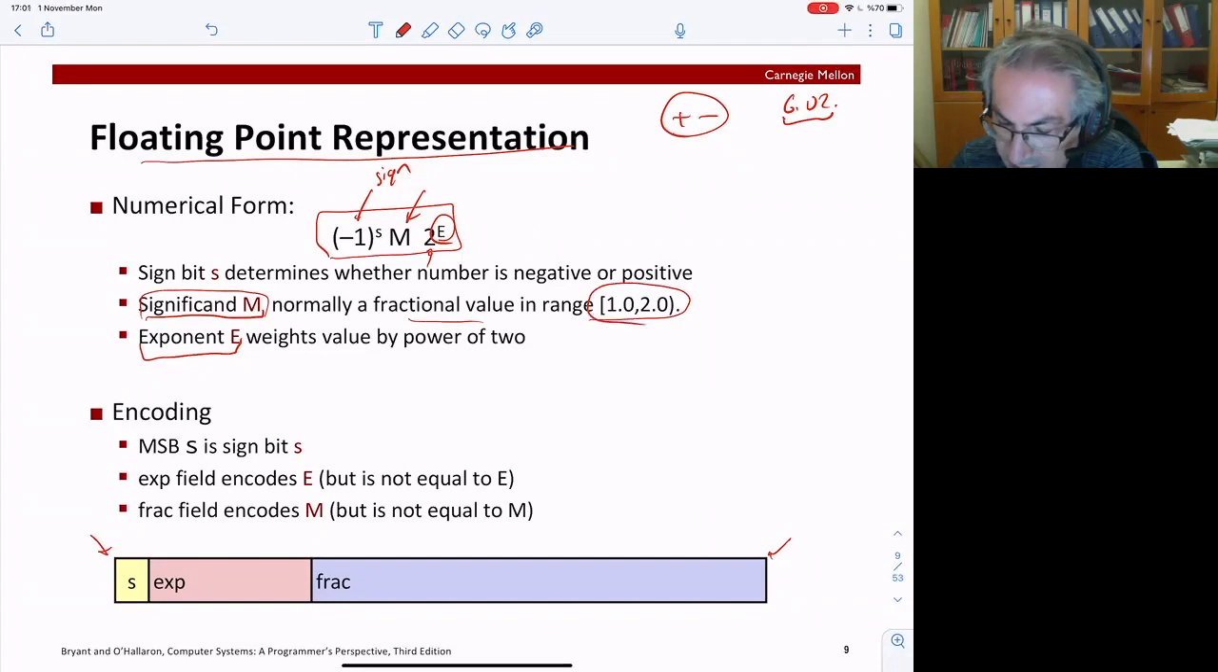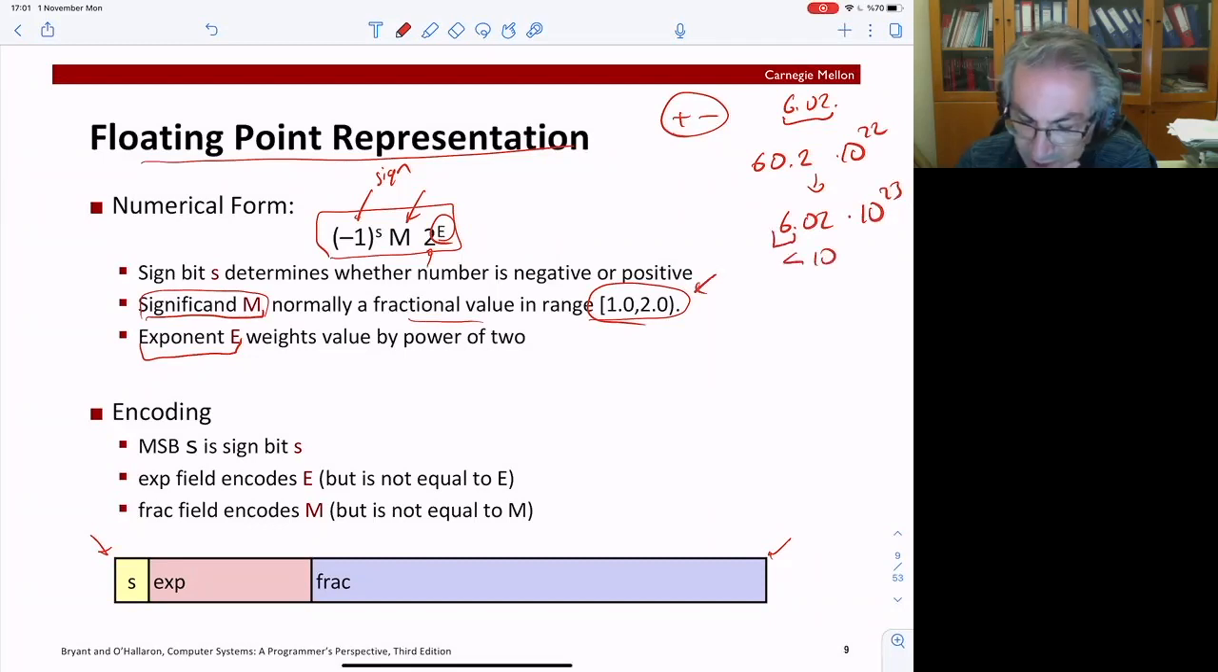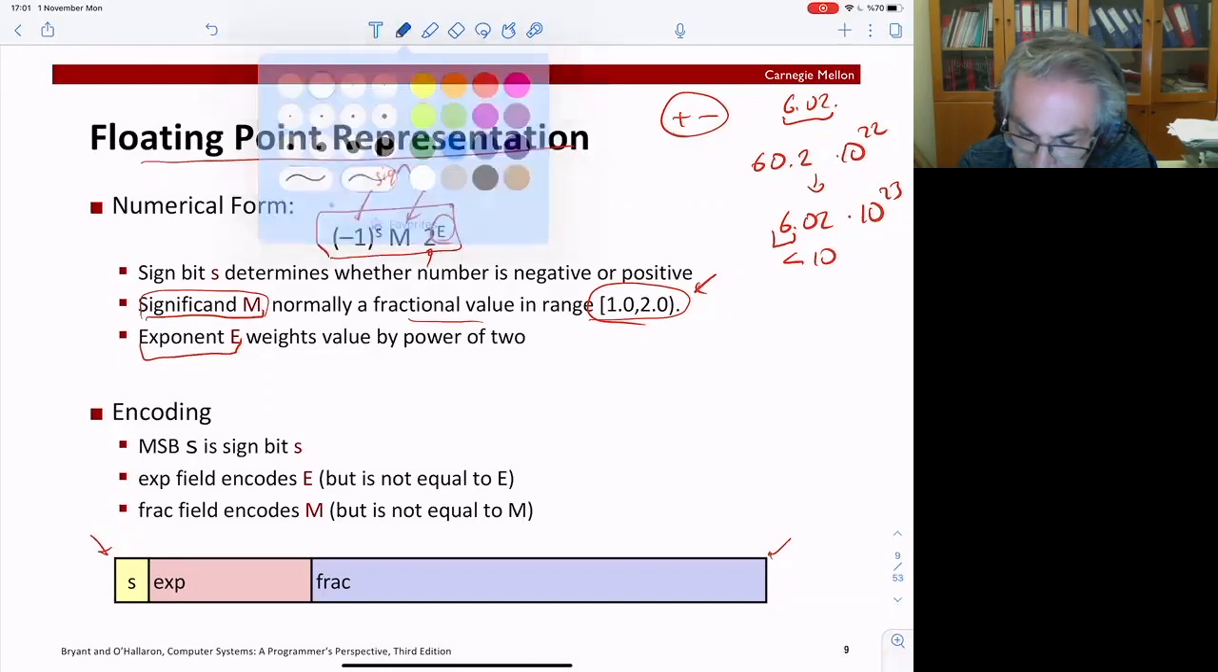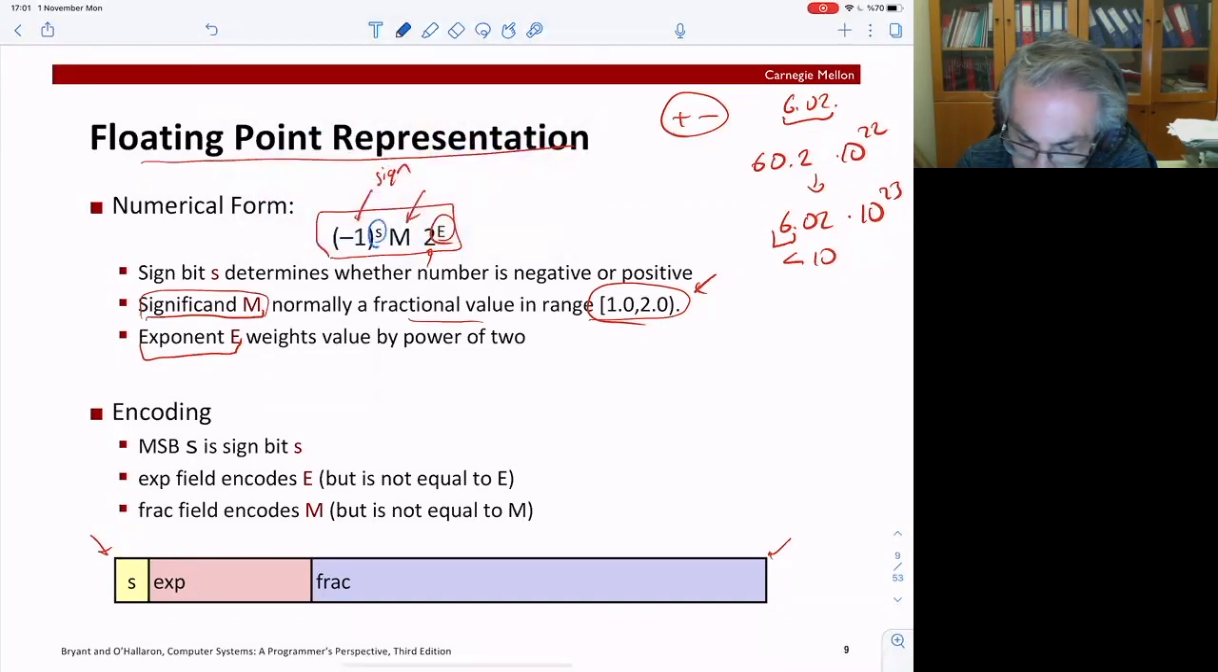And you know that in scientific notation, instead of writing 60.2 times 10 to the power 22, you say that's not normalized, and you change this to 6.02 times 10 to the power 23. So we say that this portion should always be less than 10. Now with this, then the challenge is how we represent these three parts, like this S, M, and E.